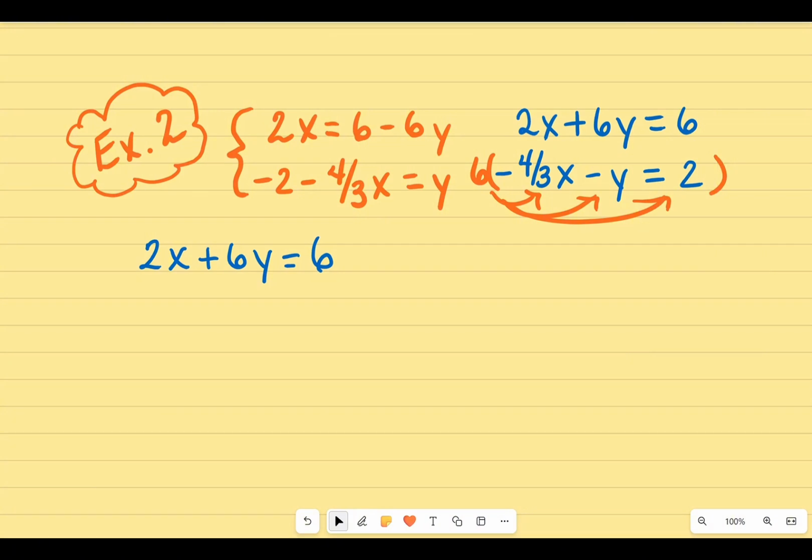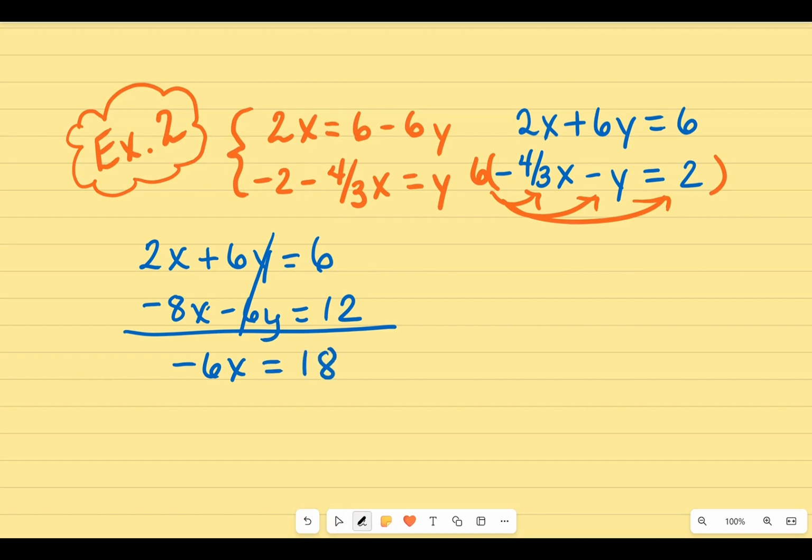The bottom one, what I'm going to do is this 6 and this 3, if I cross simplified it, that's going to become a 2. So 2 times -4 is -8. And then I have 6 times -y, which is -6y. And then 6 times 2, which is +12. My whole goal is to eliminate. And so I'm eliminating my y's, and I'm left with -6x is equal to 18. And I'm going to divide both sides by -6, which leaves me with -3. So far, I have my -3 for my x value.